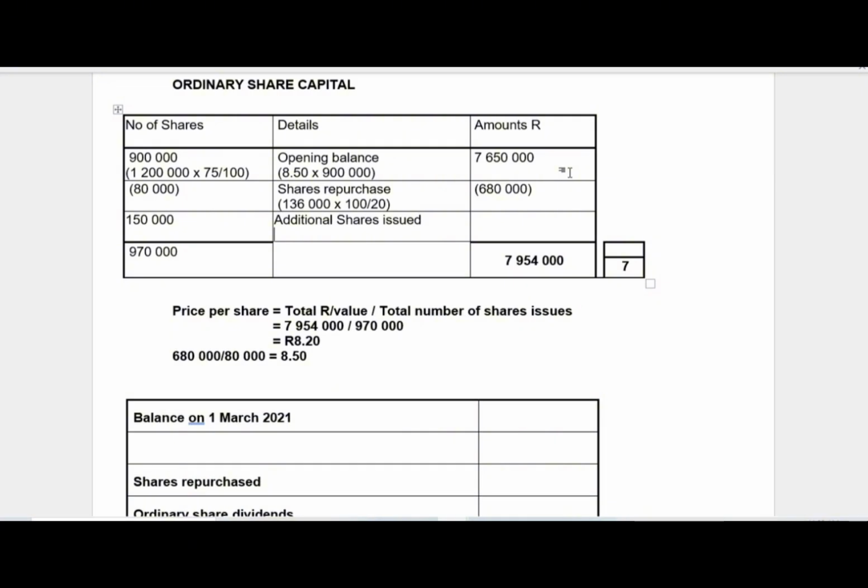We're just going to say, to calculate rand value for shares issued, the shares issued is going to be equal to 7,954,000. You add 680,000. You subtract 7,650,000, which is the opening. Let's see how much you are getting there.